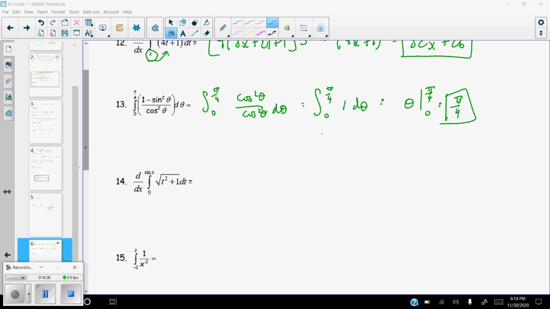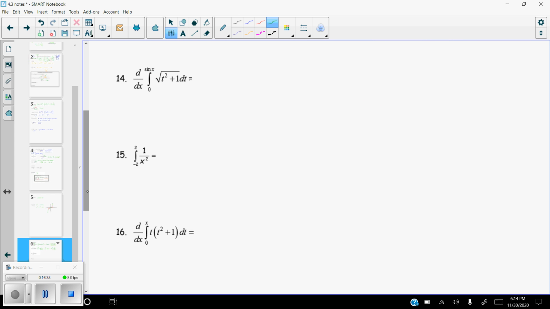All right, just a few more to go. So in number 14, we are taking a derivative of an integral with a variable in the bounds with sine of x. So again, we're going to take the bound, plug it in. So we're going to get the square root of sine squared x plus 1 times the derivative of sine, which is cosine, and then the lower bound is 0, so we don't have to worry about that one. So that one's done.